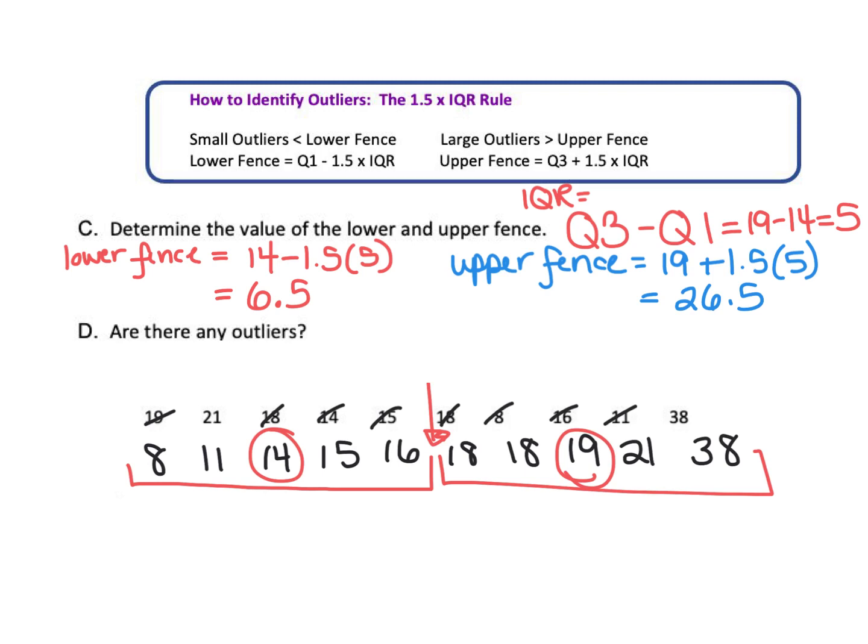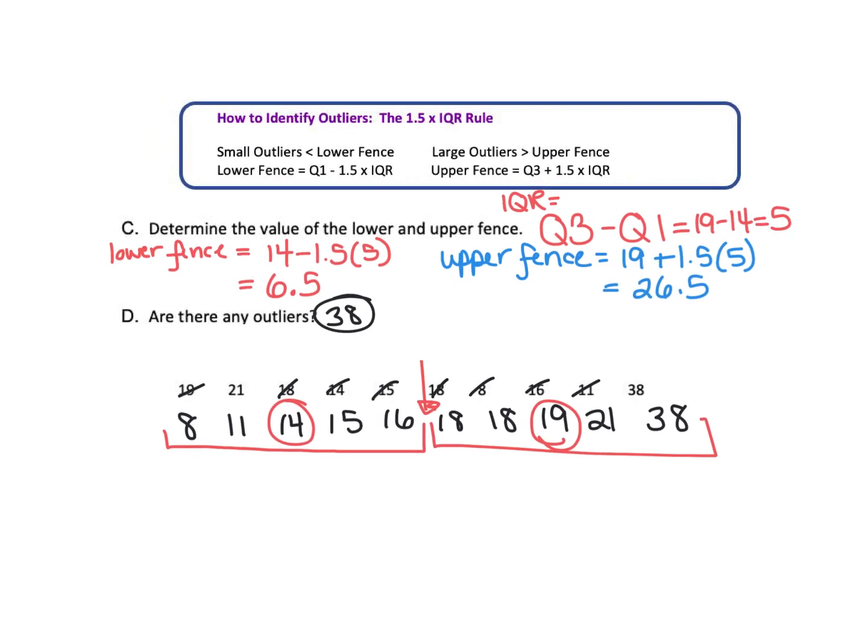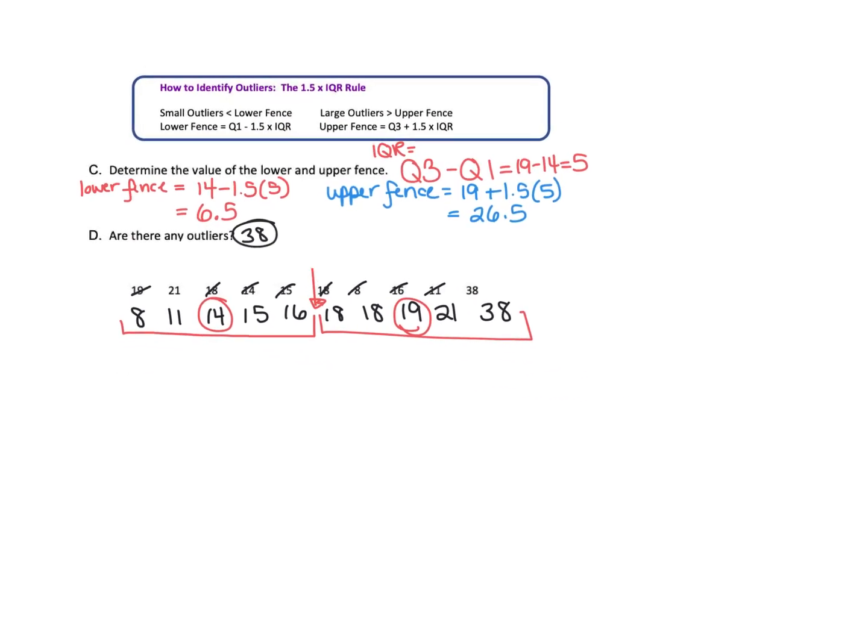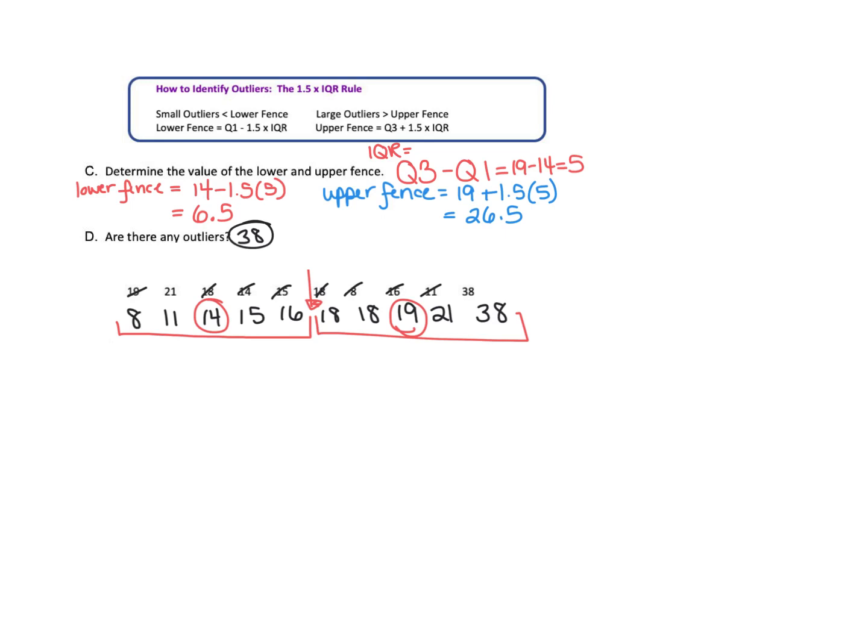So here's my data from our previous screen. So do I have any values less than 6.5? No. Do I have anything bigger than 26.5? Yes, 38. So 38 is an outlier. So let's just see, how does the shape of the box plot change when we identify that we have an outlier.